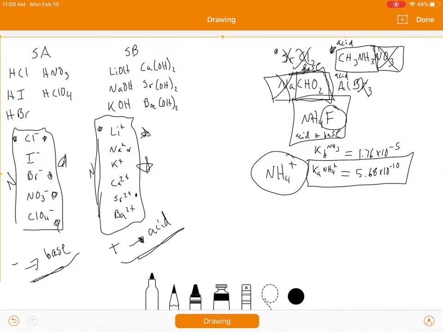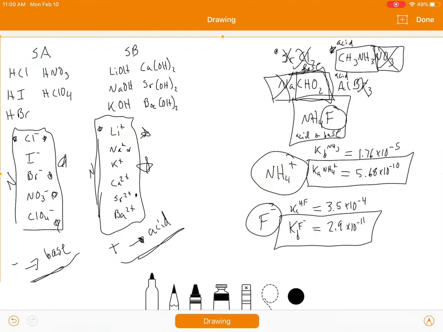So now I have to look at fluoride. That is the conjugate base of the weak acid hydrofluoric acid. So the Ka value of hydrofluoric acid, if you look that up, you'll find it equal to 3.5 times 10 to the negative 4th. If you do 1 times 10 to the negative 14th divided by that, you'll get the Kb value of fluoride, and you'll find that to be 2.9 times 10 to the negative 11th. So that is the Kb value for this.